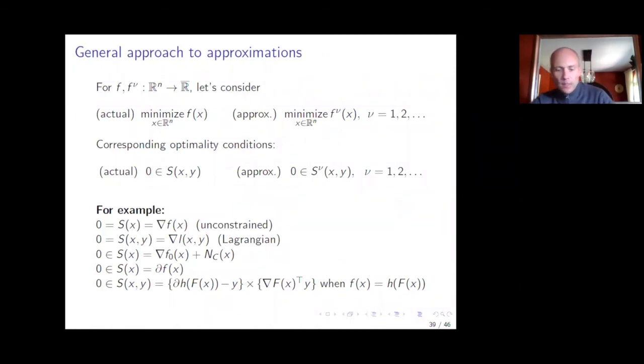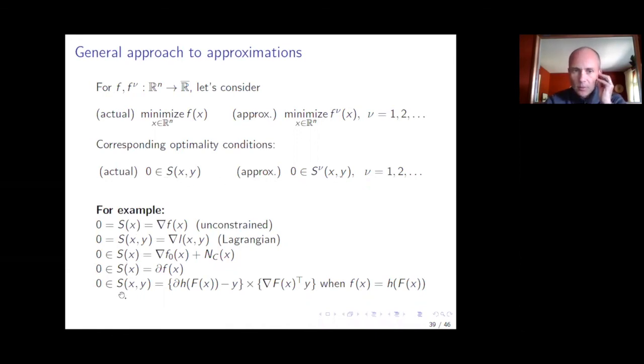So now we are in a position to develop a kind of general approximation theory for optimization problems. We have an actual problem, which is to minimize something, and then an approximation, which is to minimize an approximating function. But these problems can be associated with their optimality conditions, just abstractly written in terms of set-valued mappings: the actual optimality condition and the approximate optimality conditions.